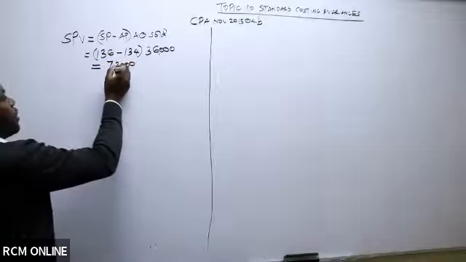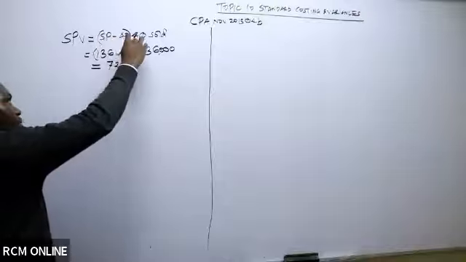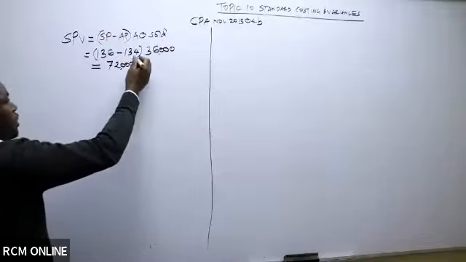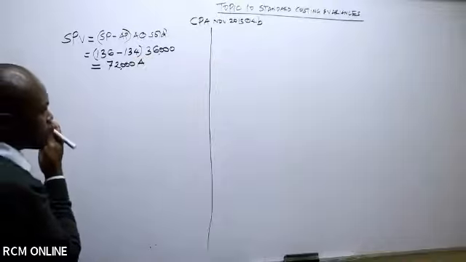72,000. So indicating whether it's adverse or favorable, you are to identify it at this point, before you even move to bring in what is outside the bracket. So we say it is adverse because they received less revenue.